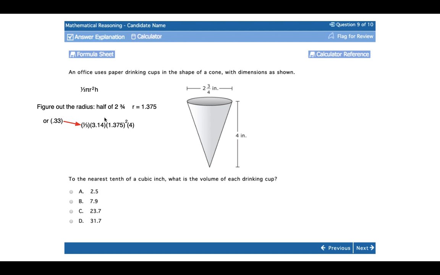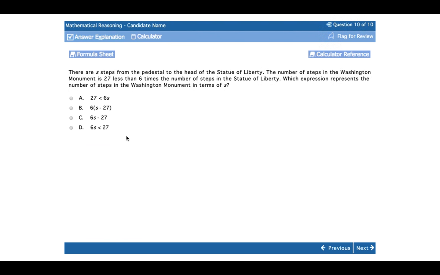You can avoid order of operations, PEMDAS errors. I don't know. Maybe you just ignore it. Plug this in, you're going to get the right answer. It's this. It's B. All right.